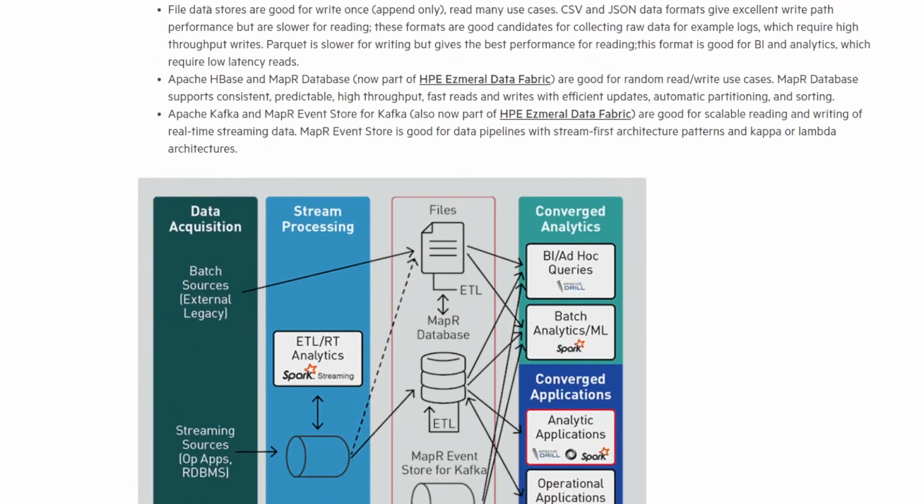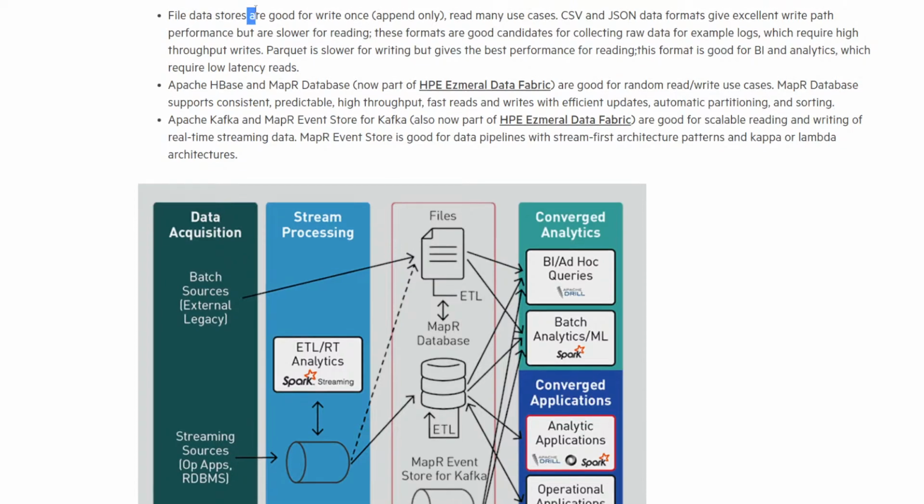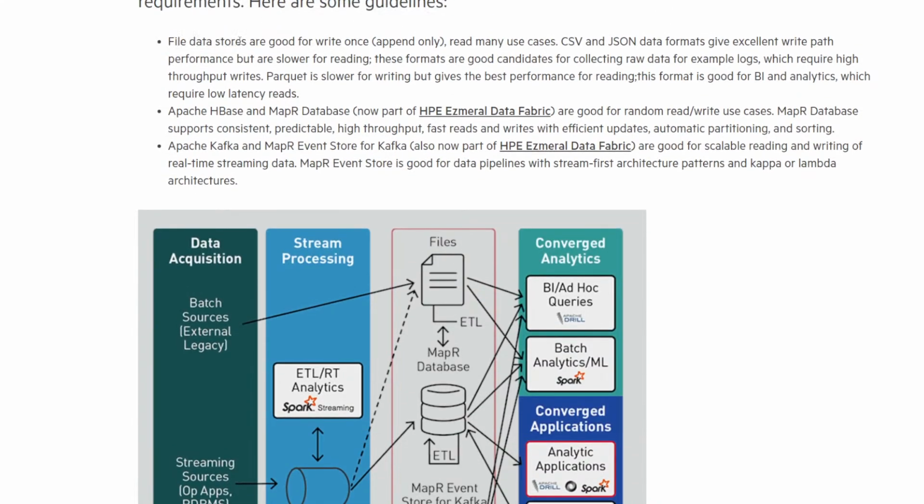File data stores, anything that happens with a file, are good for write once, read many use cases. That is, you don't do too many updates, or you don't worry about updating something. You write once and then you read many times. You don't go there and update those values. So in those cases, file data stores are good. If you're using CSV or JSON as an output, as a sink, they are good. They are slower for reading.